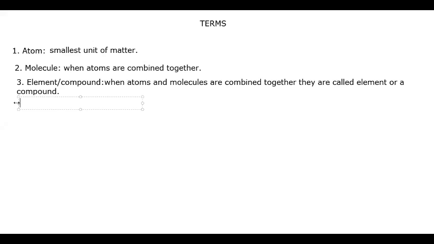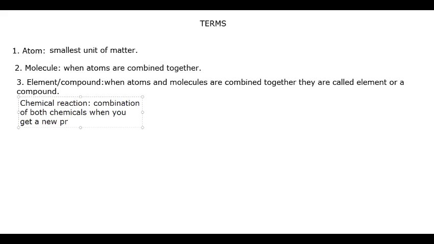Next, moving on. Chemical reaction. This is the most important term you need to know. Chemical reaction means the combination of both chemicals whenever you get a new product. Let me write that for you. Combination of both chemicals when you get a new product.